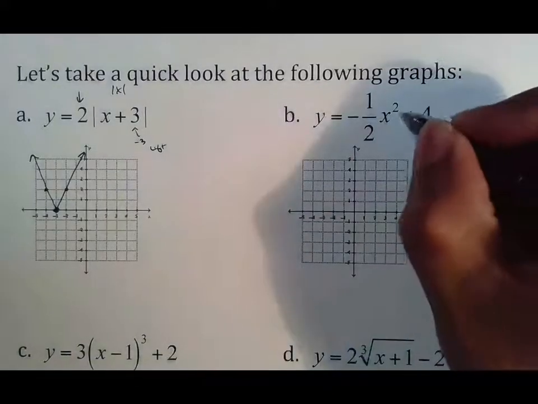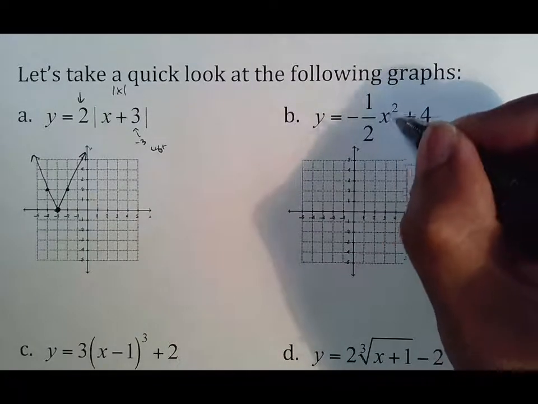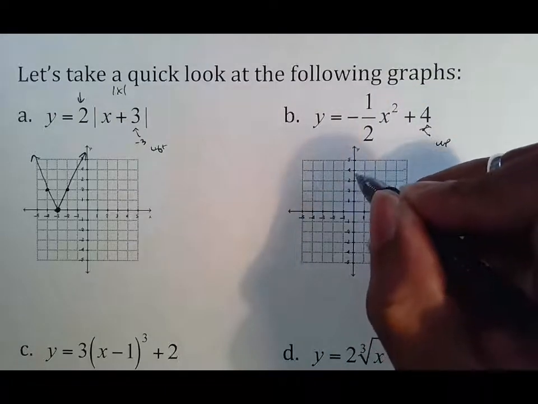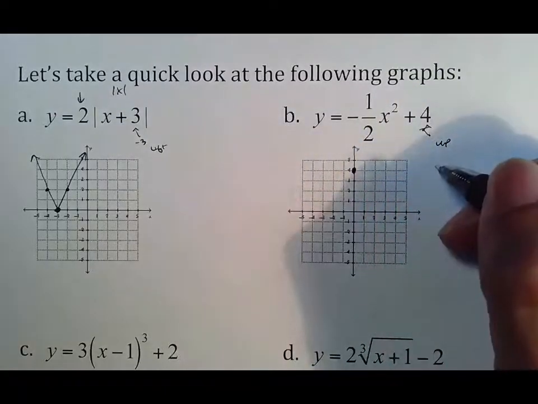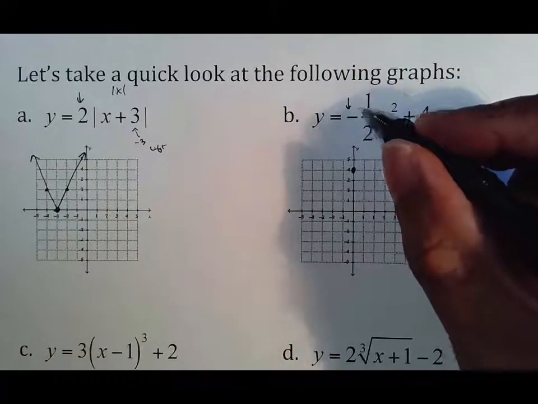In this case, be careful, because there is no inside number with that x squared. It's just x squared and plus 4, which means this moves 4 up. So I go 1, 2, 3, 4. But it also has a negative, which means instead of going up, I'm going to go down.